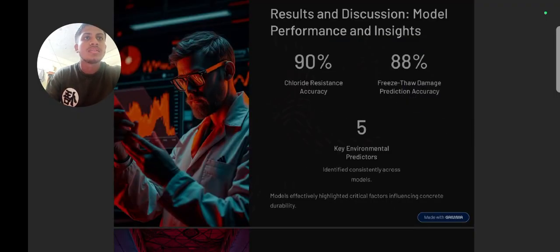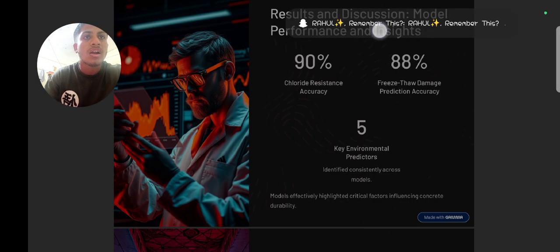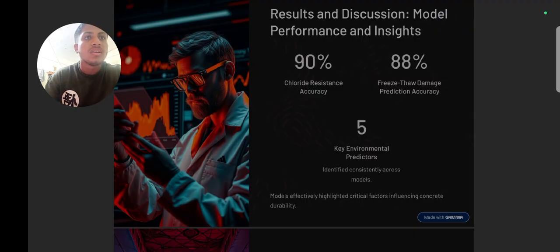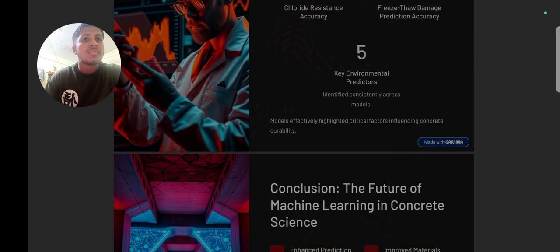Results and discussion, model performance and insights. There we can see 90% chloride resistance accuracy, and freeze-thaw damage prediction accuracy is up to 88%, and the key predictors of environmental durability are five. And these models effectively highlighted the critical factors influencing concrete durability.